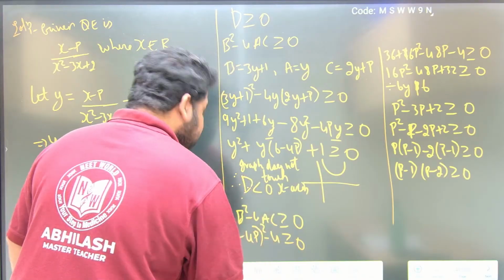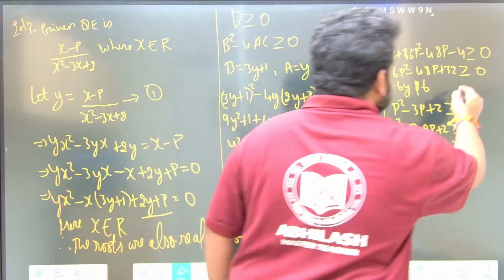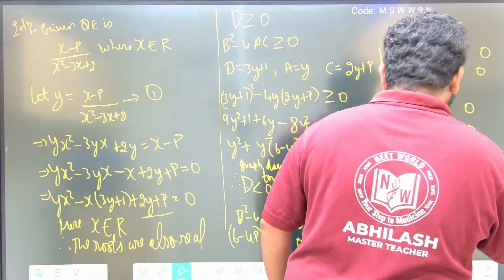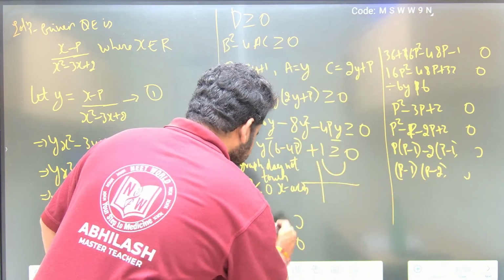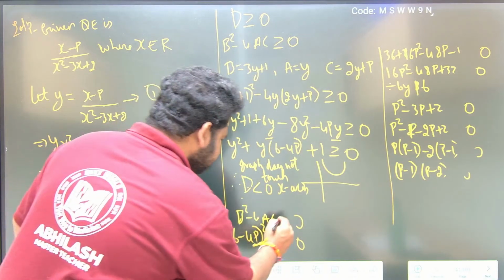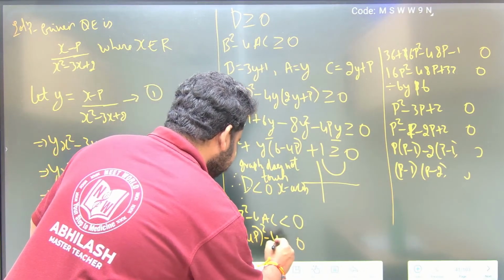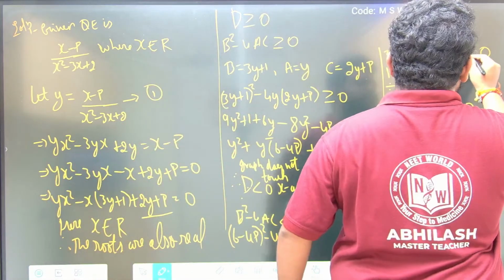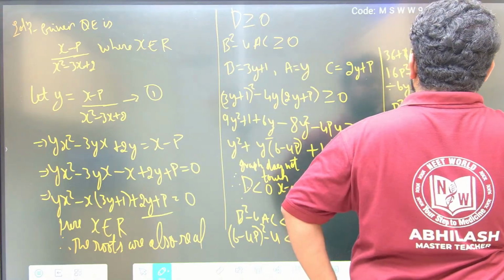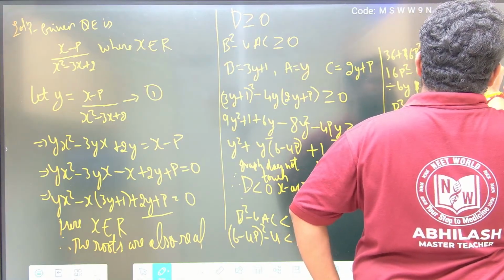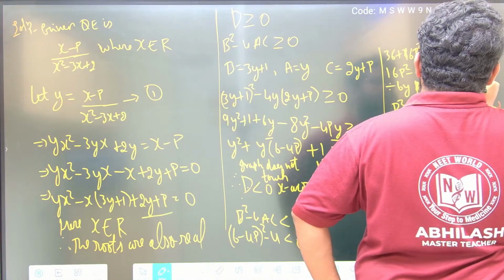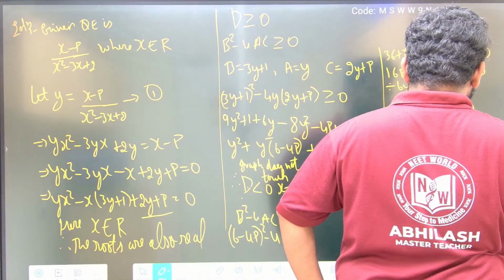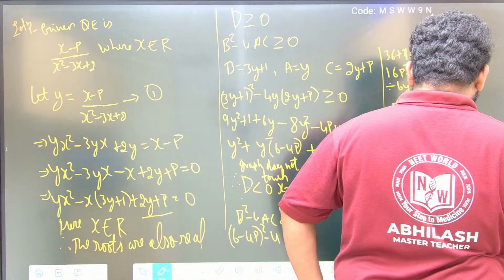So here also, wherever it is, the discriminant is less than 0. b square minus 4ac, you have to make a change here, is less than 0. 6 square minus 4 into p minus 1 into 8, less than 0, which gives p minus 1 is less than 0.